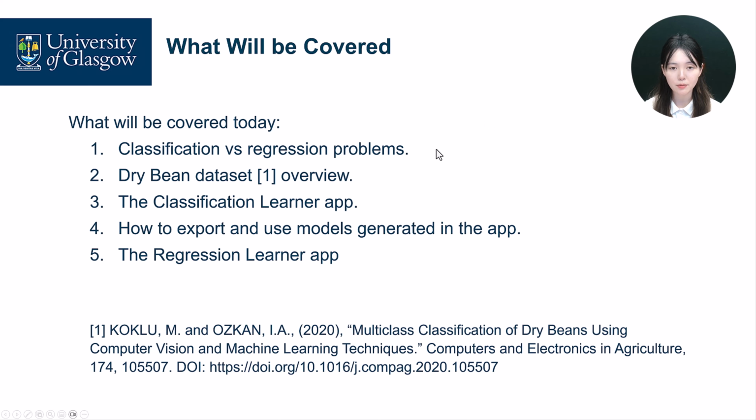Specifically, we will begin by discussing the difference between classification and regression problems, and we will have a quick look at the dry bin dataset and demonstrate how to load it into MATLAB. In the next video, we will start using Classification Learner app to train a series of models to tackle a classification problem using the dry bin dataset. Then we will learn to export the model from the Classification Learner app into the MATLAB workspace to do some further testing. And finally, we will apply the same process using the Regression Learner app.